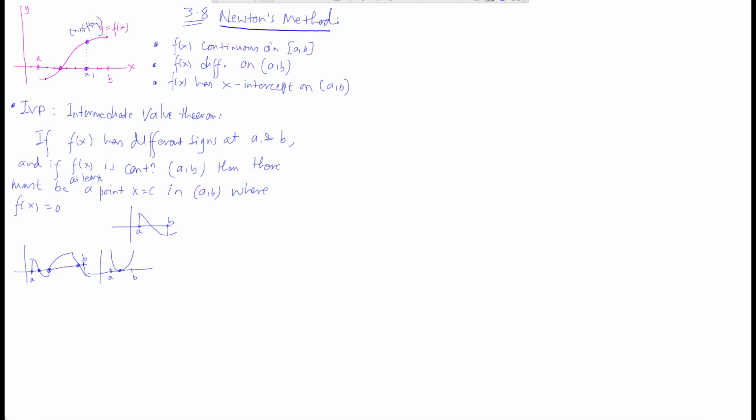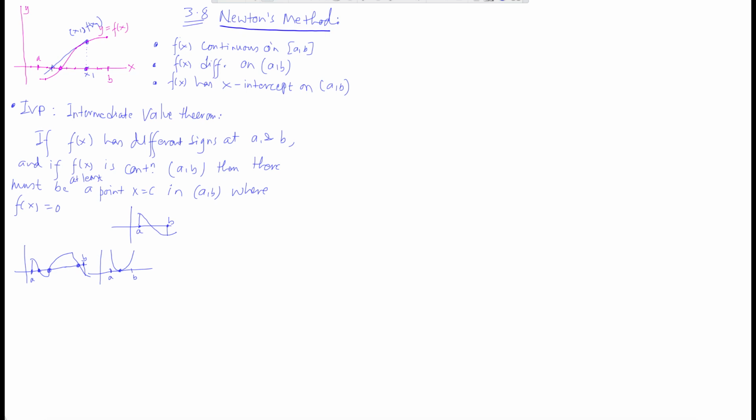This is x1 comma f(x1), meaning this is x comma y. But what is y? y is what you get when you plug x1 into f(x), so you get f(x1). Now what we do next is draw the tangent line. The tangent line will be right here.